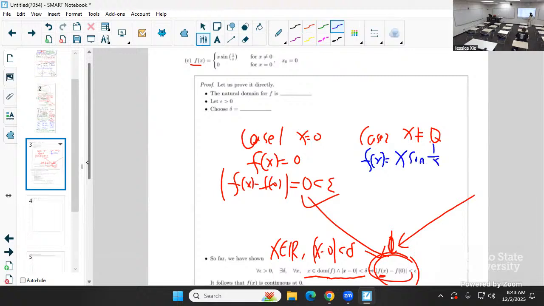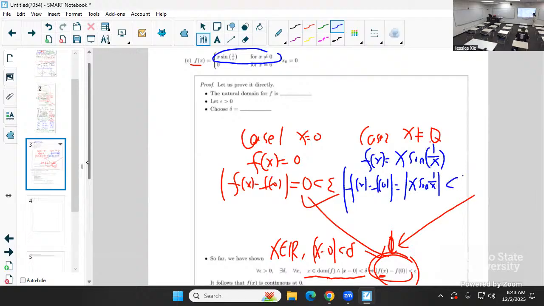And in case two, when x is non-zero, in this case, f of x equals x times sine of 1 over x. When x is not 0, f of x equals x times sine 1 over x. So in this case, f of x minus f of 0 equals x sine of 1 over x minus 0. You need to require this to be less than epsilon. Okay. So in this case, you have to pick up from here, you can solve for the delta.